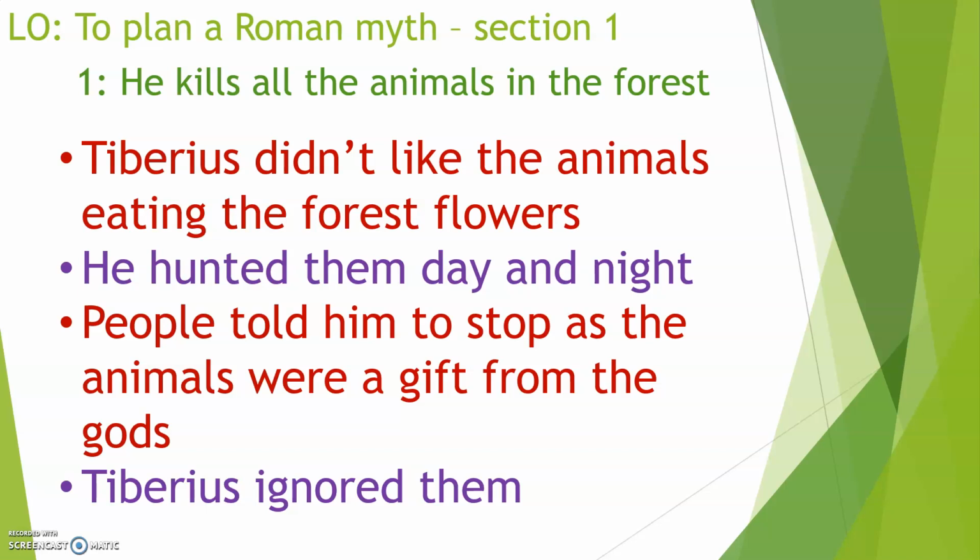So what I'd like you to do, like I've done here, is go through your first section and flesh out that little bit. Now you could use my ideas and stick very closely to them. So if you've got, for example, that he kills all the enemies, you could very simply move to: Tiberius didn't like the enemies taking over his land. He slaughtered them day or night.